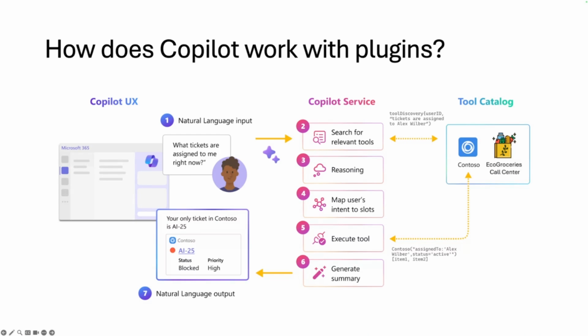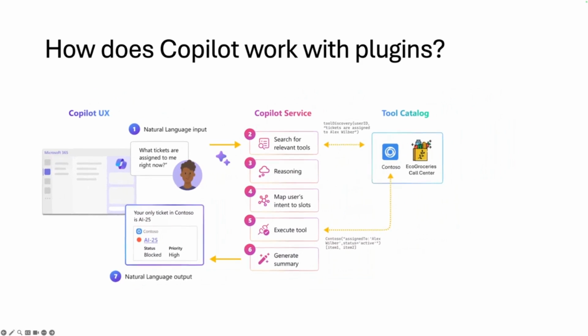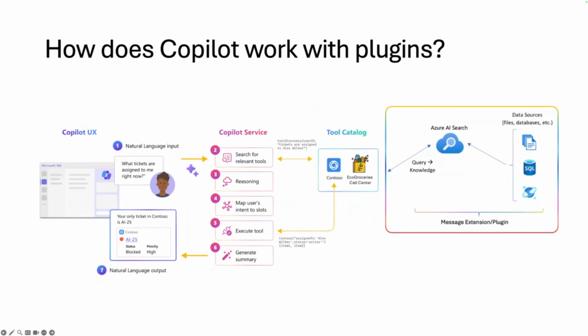That means that whenever a user asks something in natural language input, Copilot searches for a relevant tool. In this case, our relevant tool is Ayca Groceries call center, and then it finds reasoning, maps users' intent to slots, and then executes the tool. Once we execute the tool, we return the response from Ayca Groceries call center and then send the response to our user. In this case, behind the scenes, our Ayca Groceries call center actually runs Azure AI Search and then retrieves the relevant data through Azure AI Search using hybrid search.